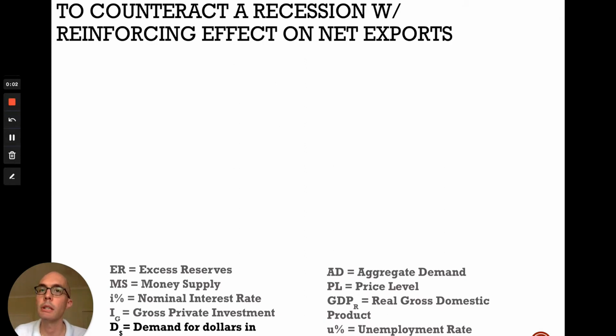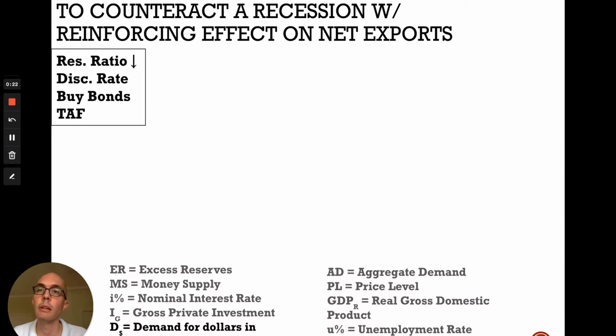Okay, so we're going to take a quick look at how to tell the story of monetary policy, much as we looked at how to tell the story of fiscal policy and its effects on the economy, but then also how to graph, how to diagram the effects of monetary policy.